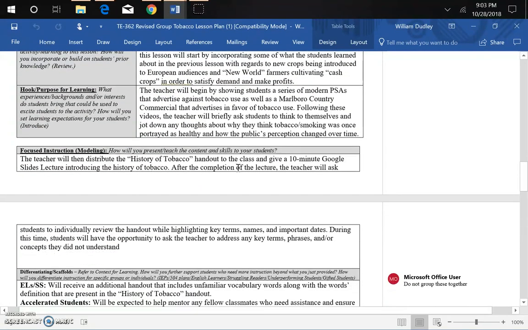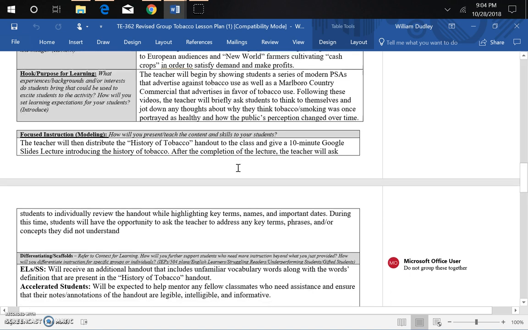The hook, so you saw the video at the beginning, it would be that and a more modern anti-smoking PSA, and then get some written, perhaps oral feedback on how they believe, why they think tobacco smoking was once portrayed as healthy and why that perception has changed over time.